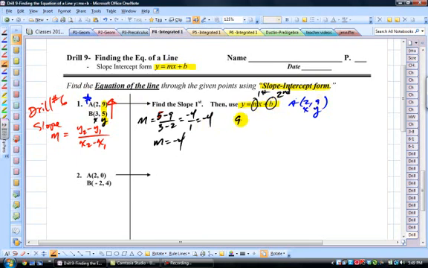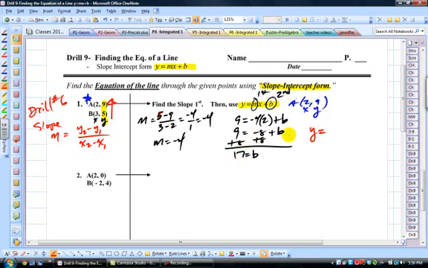So let's do that. We're going to take 9 equals slope m, which is negative 4, times the x coordinate, which is 2, plus b. What does that give us? Well, 9 equals negative 8 plus b. Go ahead and add the 8, and you get 17 equals b. And you're not done yet. You know the slope is negative 4. You know the y-intercept is 17. You have to substitute those in the equation.